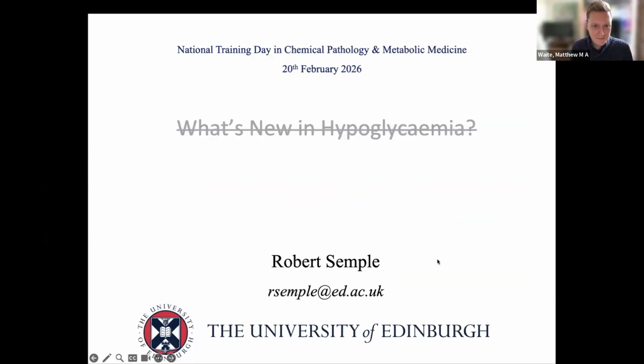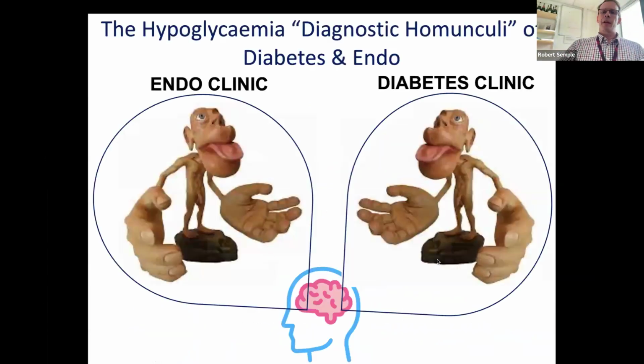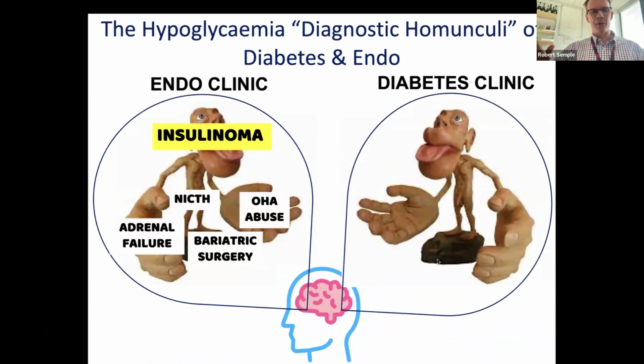Yes. So this is a version of a talk I gave a while ago. The unmet need I tackle with this has a lot of thematic overlap with what we've talked about already. It is about the way that diabetologists and endocrinologists approach hypoglycemia. Having dealt with a lot of odd types of hypoglycemia over the years, I've formed the view that we have separate homunculi in our heads.